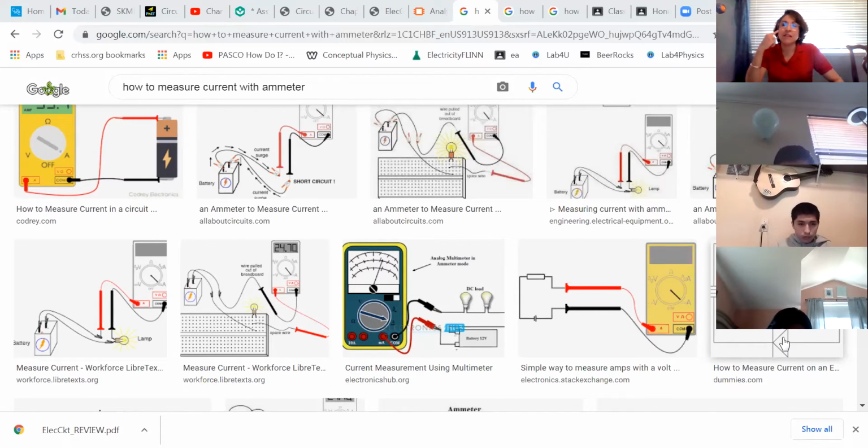Again, why would it mess it up if you put it in parallel? Well, when you have things in parallel, you have to do the one over, and for any resistors in parallel, the equivalent resistance is always smaller than the smallest resistance. And these ammeters don't have much resistance because it doesn't want to add a load to the circuit.